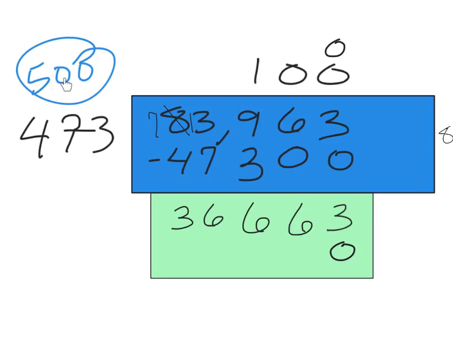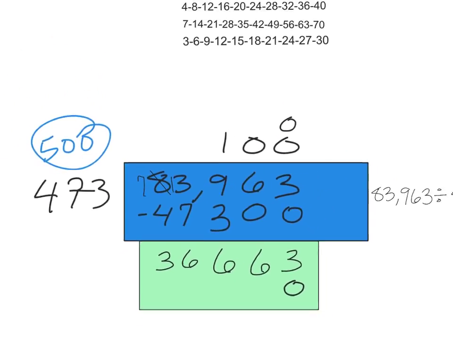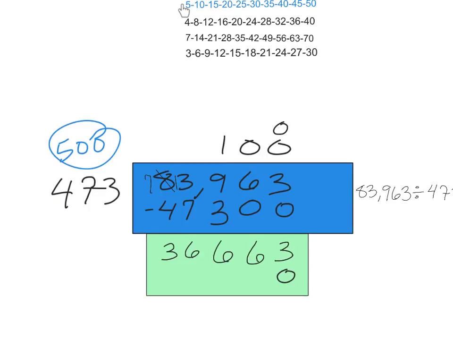Now I'm trying to figure out how many times 473 will go into 3,666. I'm using 500 as my estimation, so I've got 500, 1,000, 1,500, 2,000, 2,500, 3,000, 3,500, 4,000, which is too much. So I'm going to come back here to 3,500, which means I'm going to multiply by 7. So I'm going to plug a 7 right there.